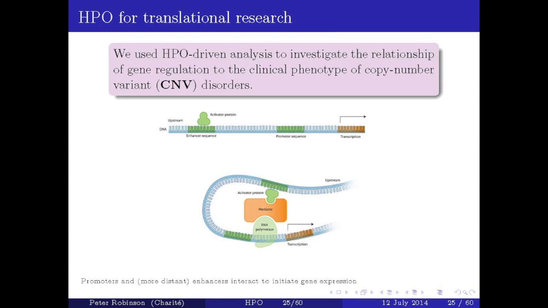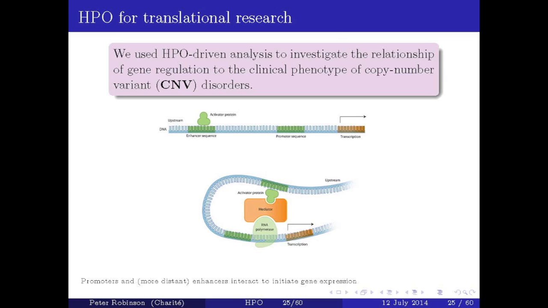I think this audience is a little heterogeneous, so I'm going to explain some basic concepts. Please forgive me if this is old hat to you, but we're interested now in looking at the relationship between gene regulation, phenotypes, and copy number variants. I'm just going to say CNVs.